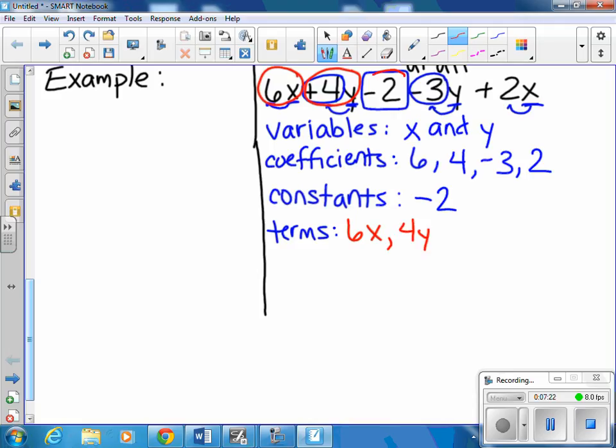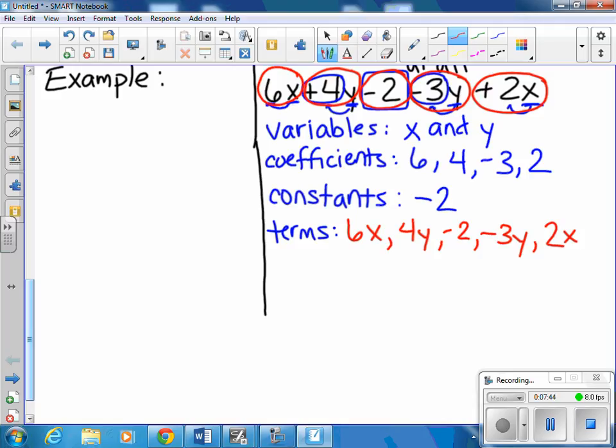Then I have negative 2, which is another term. And then I have negative 3y, all that is a term. And then I have positive 2x. You'll notice that those plus and minus signs are separating the terms in this problem. This problem has 5 terms to it. And you do have to have all of the signs right as well as all the terms right.